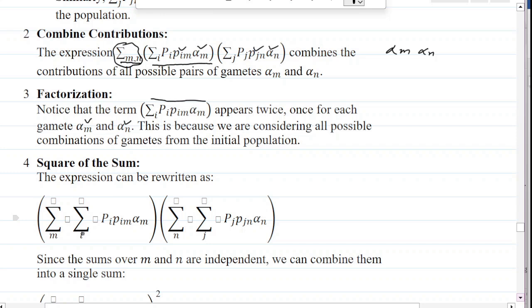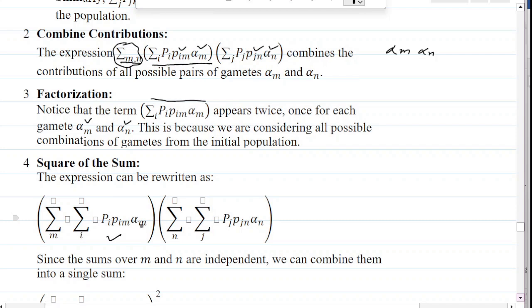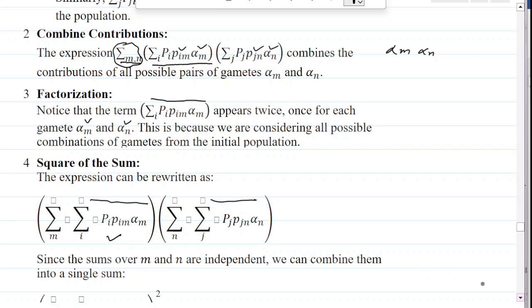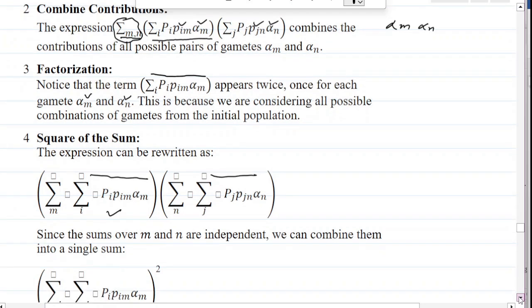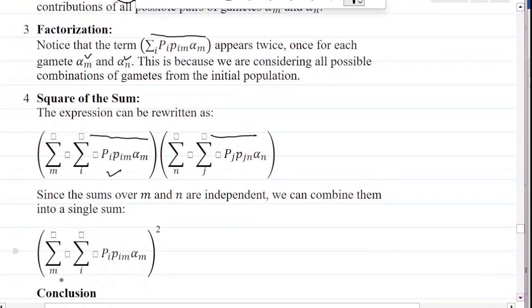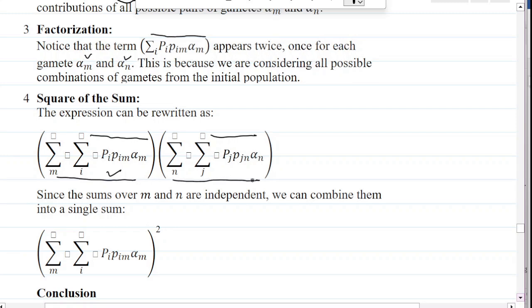So summation over m multiplied by summation over i, pi m and alpha m multiplied by n. So this double summation is distributed over these two terms, this term and this term. Since these sums over m and n are independent, we can combine them in a single sum like this. When you combine, this thing is the same as this thing, so we make it a square.